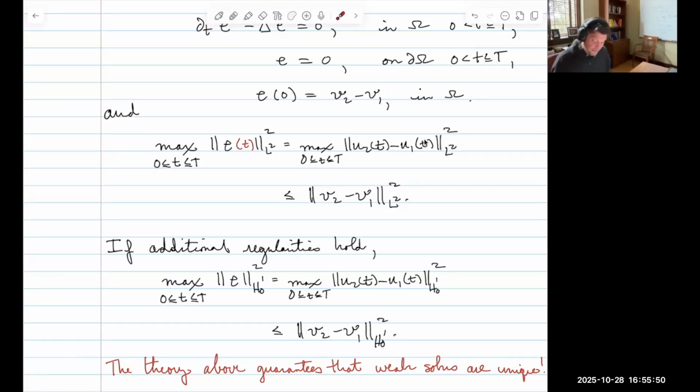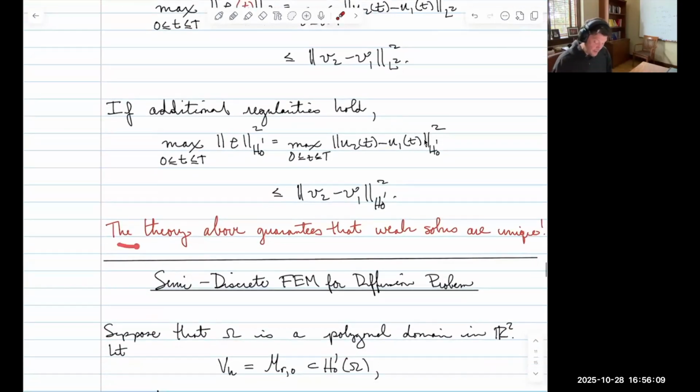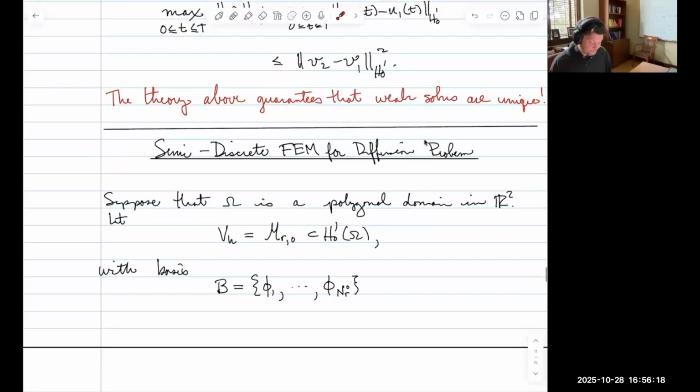Well, this just implies, in this case where V1 and V2 are the same, that my error, or my difference between the two functions, is also 0. So this tells me that I have unique solutions. If I suppose I have two distinct ones, then I get a contradiction. So the theory above, this theory of continuous dependence, also has this added feature that it proves that solutions are unique.